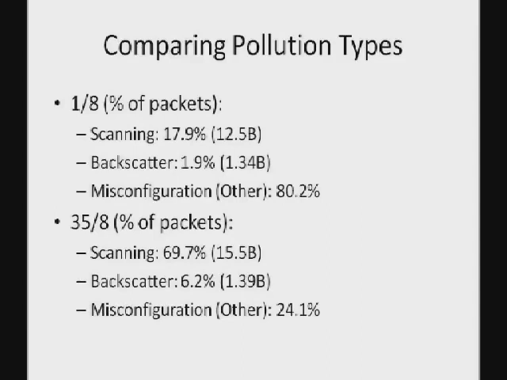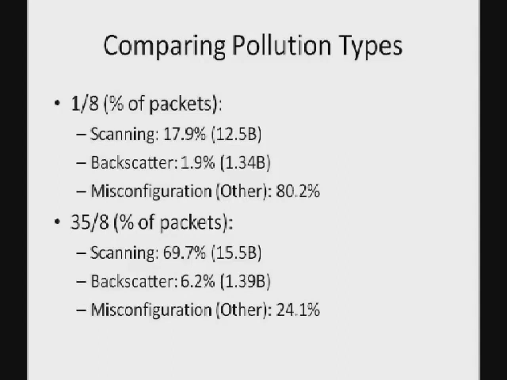When we're comparing the types of pollution that we're seeing on these two darknets, the 1/8, for example, we measured about 17 to 20% of scanning traffic, 2% of backscatter, and other or misconfigured traffic was clocked at about 80% of it. We were like, we don't know what this is. We need to take another look.